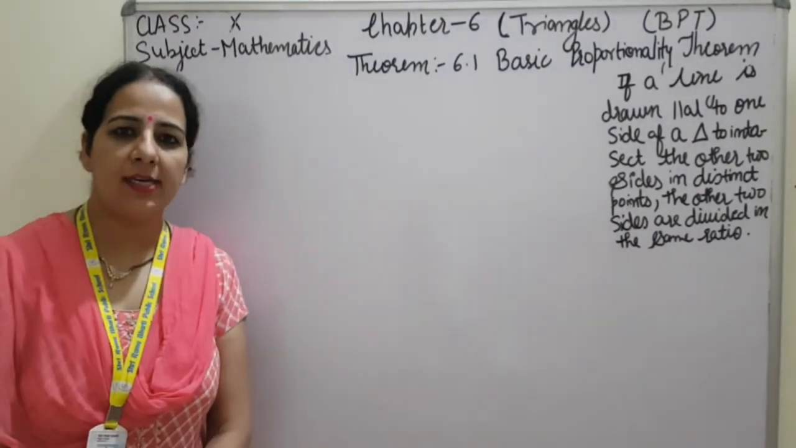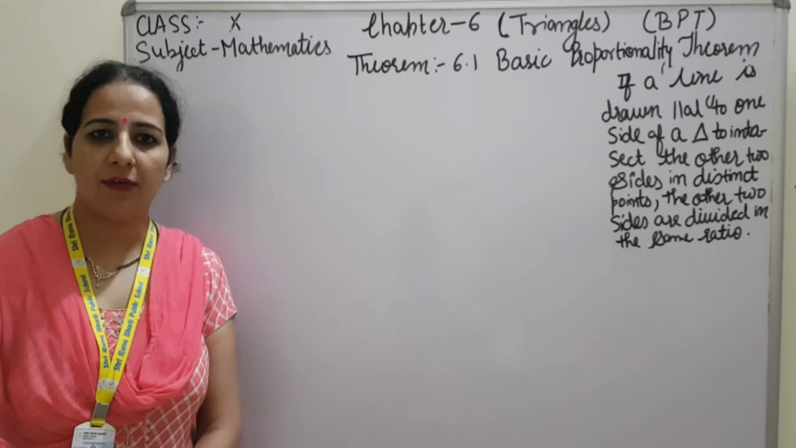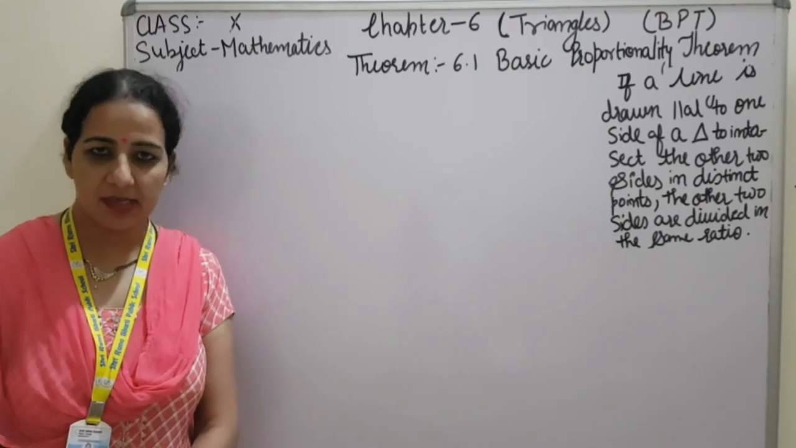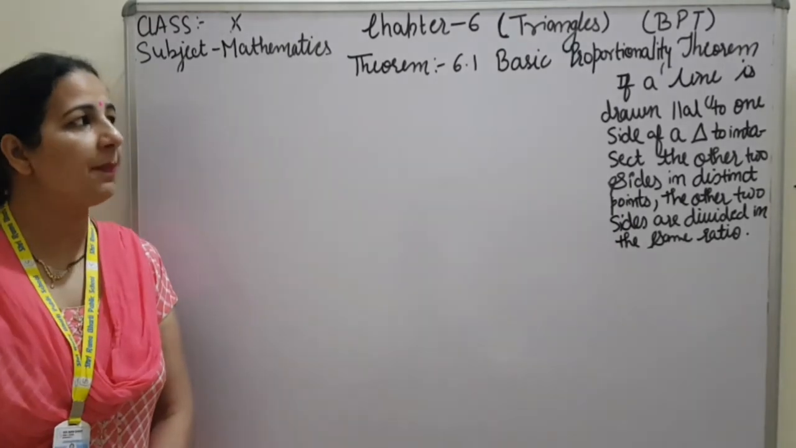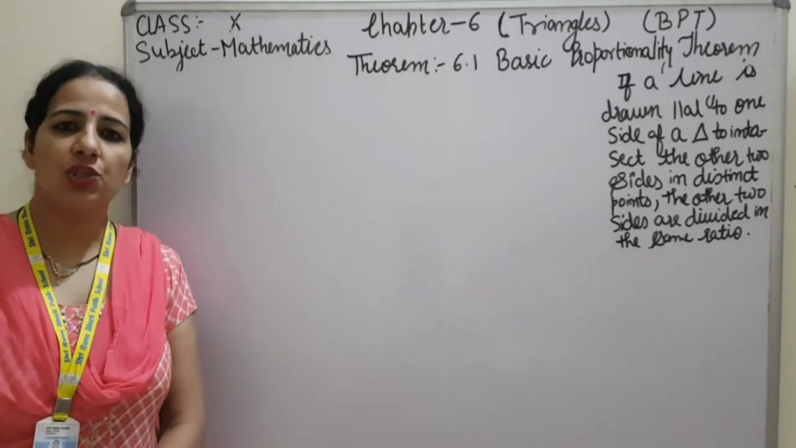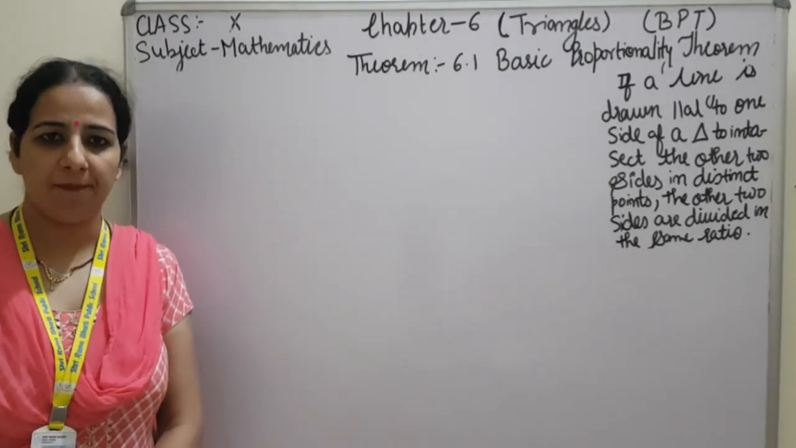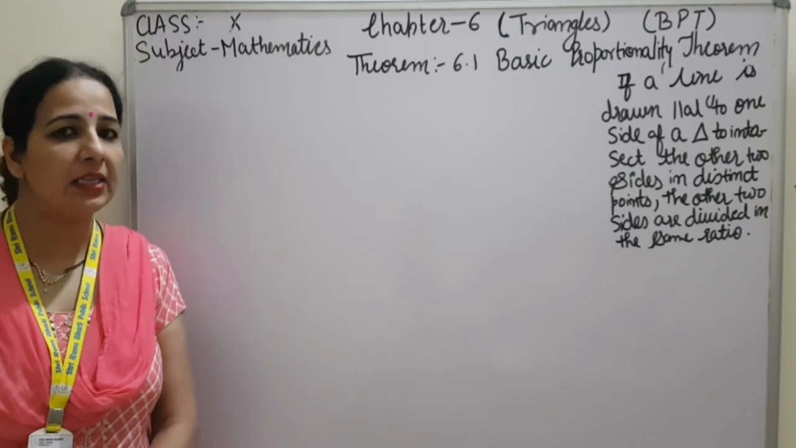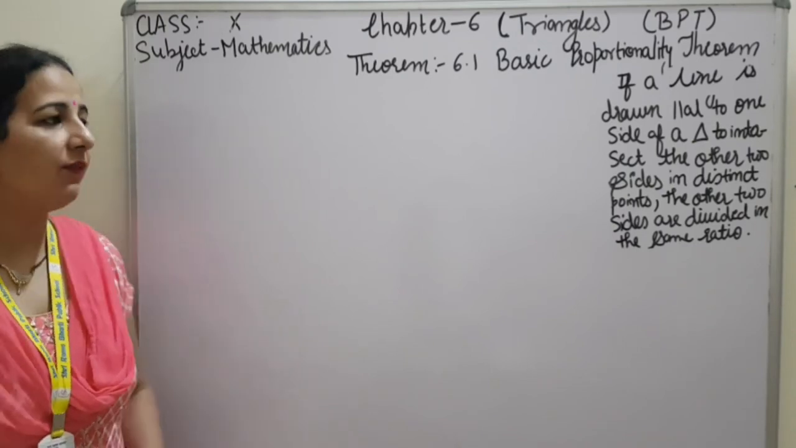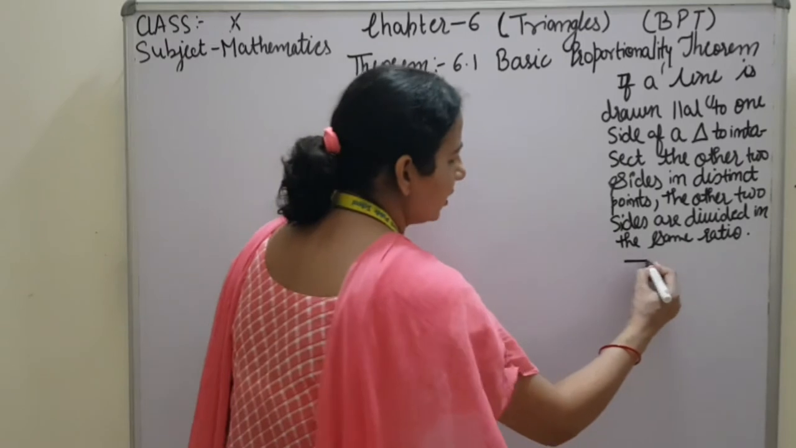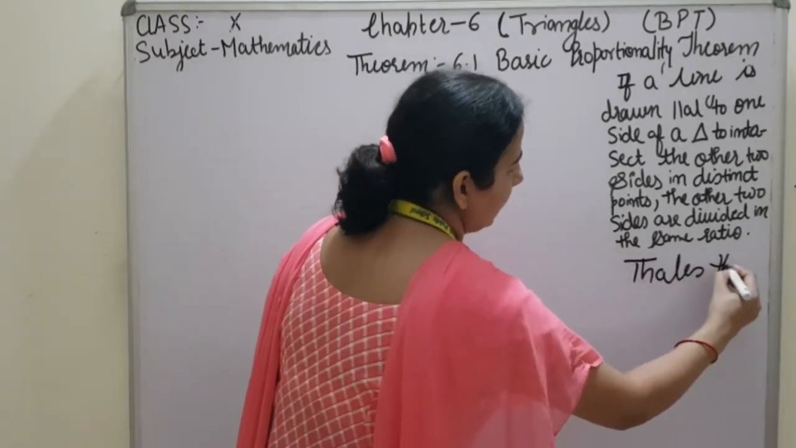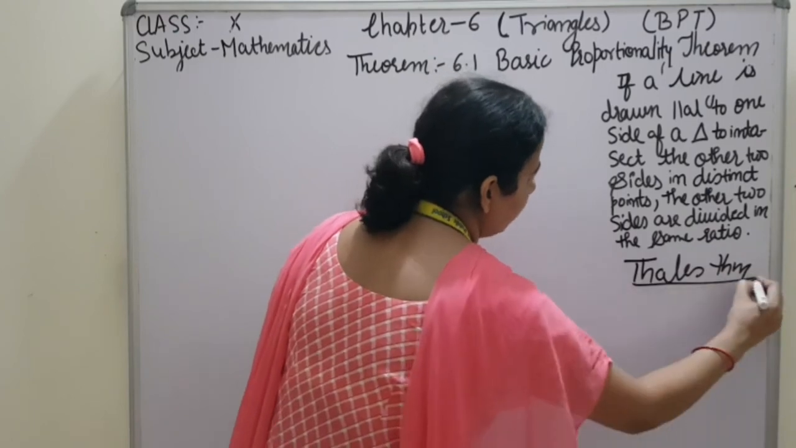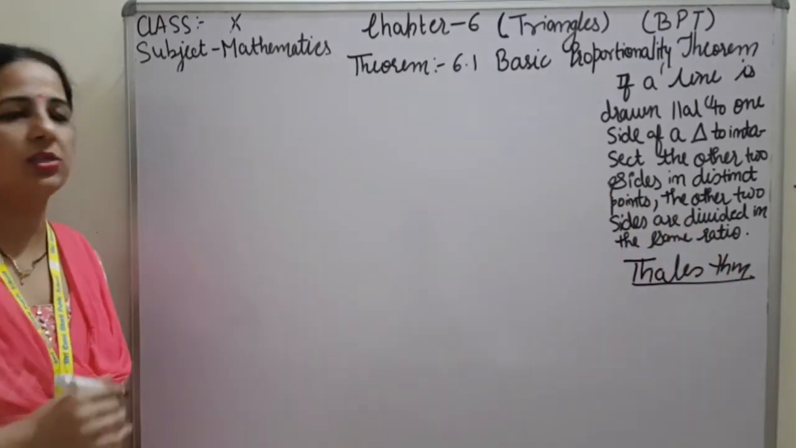Good morning students. Today we are going to start with our theorems of chapter number 6, and here I have written the first theorem, that is basic proportionality theorem. The short form for the same is BPT. The theorem is more famous by this name BPT, and one more name for the same theorem is Thales theorem. This is related to the name of the mathematician who derived this theorem.